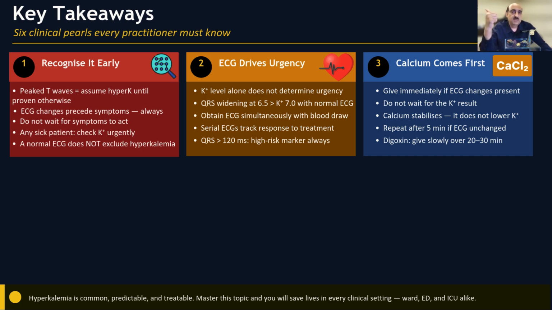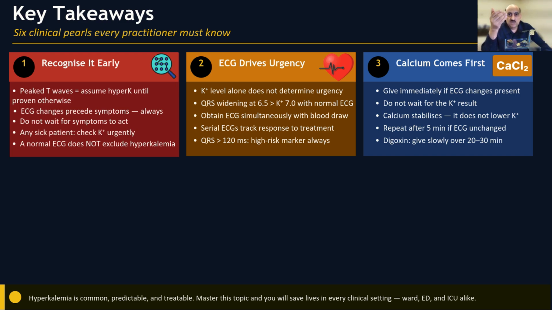Key takeaway messages. The following six clinical pearls are really important for every practitioner to know. First of all, recognize early any high-risk factor for hyperkalemia; you need to have a high clinical index of suspicion. That's why you need to get an ECG as soon as possible, because peaked T waves should be assumed to be hyperkalemia until proven otherwise, and you don't have to wait for confirmation if you have a high degree of suspicion.